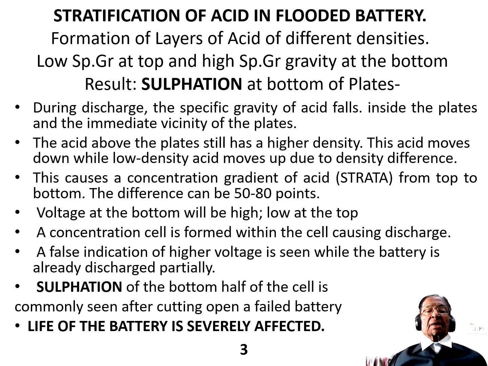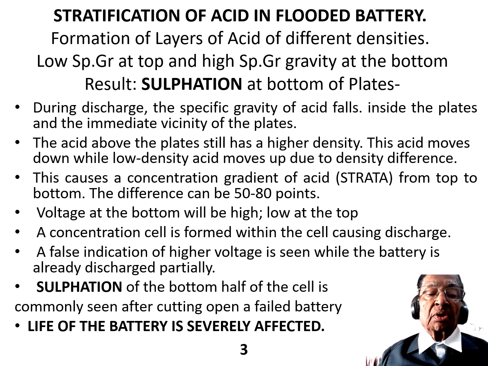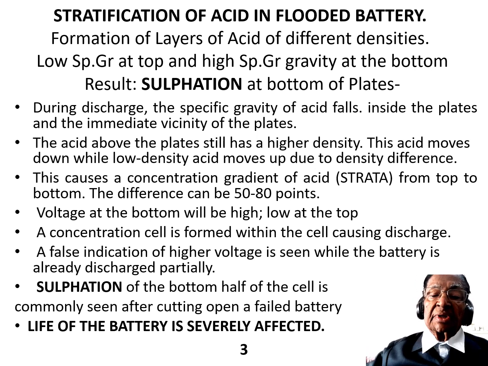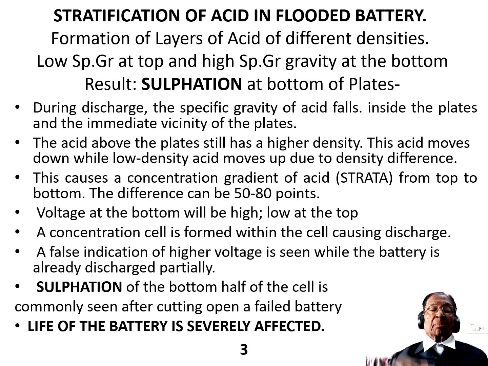Now, during discharge, the specific gravity of the acid falls, as you know, inside the plate and the immediate vicinity of the plates. The acid above the plates still has a higher density. This acid moves down while low density acid moves up due to the density differences. This causes a concentration gradient of acid, or strata, from top to bottom. The difference can be as high as 50 to 80 points of specific gravity.